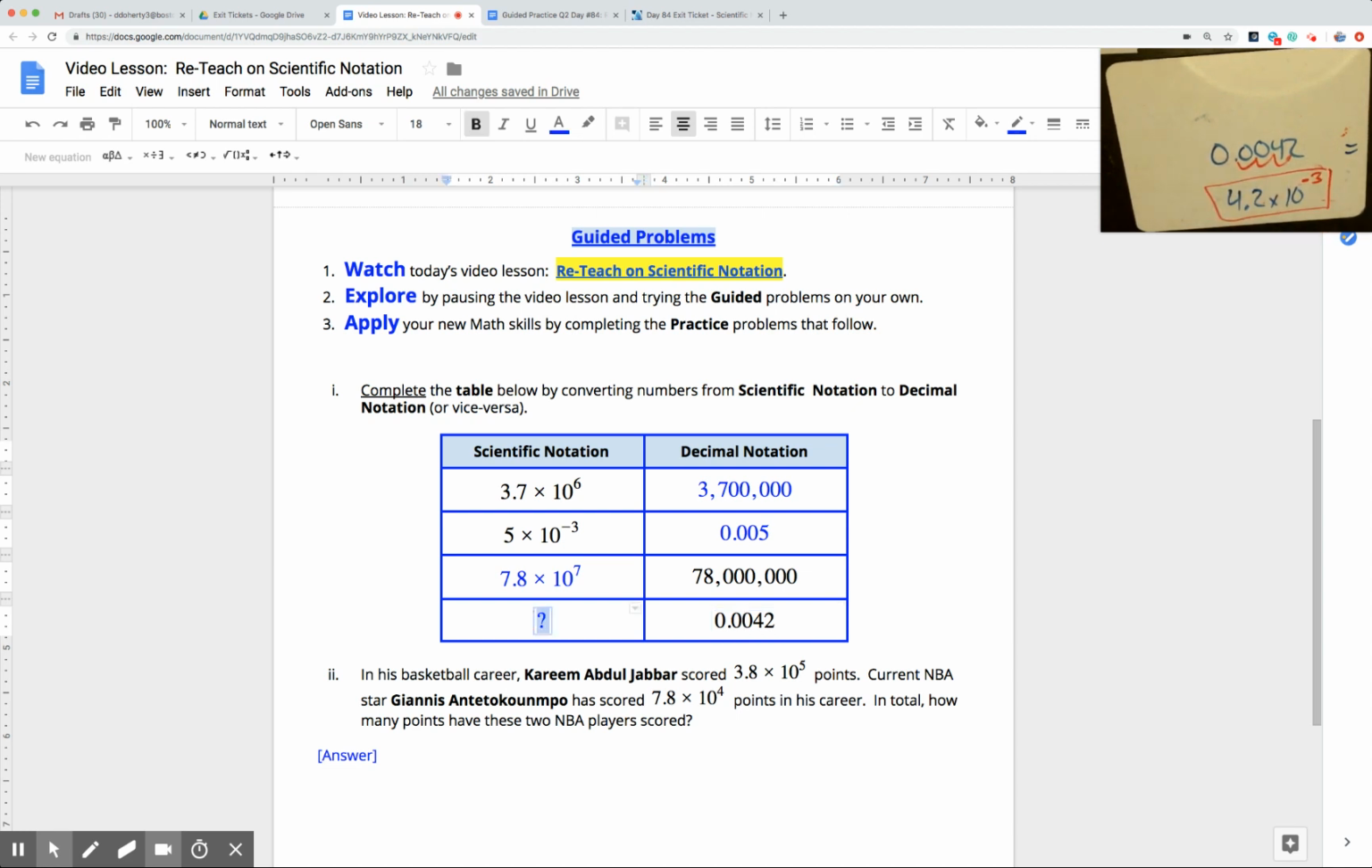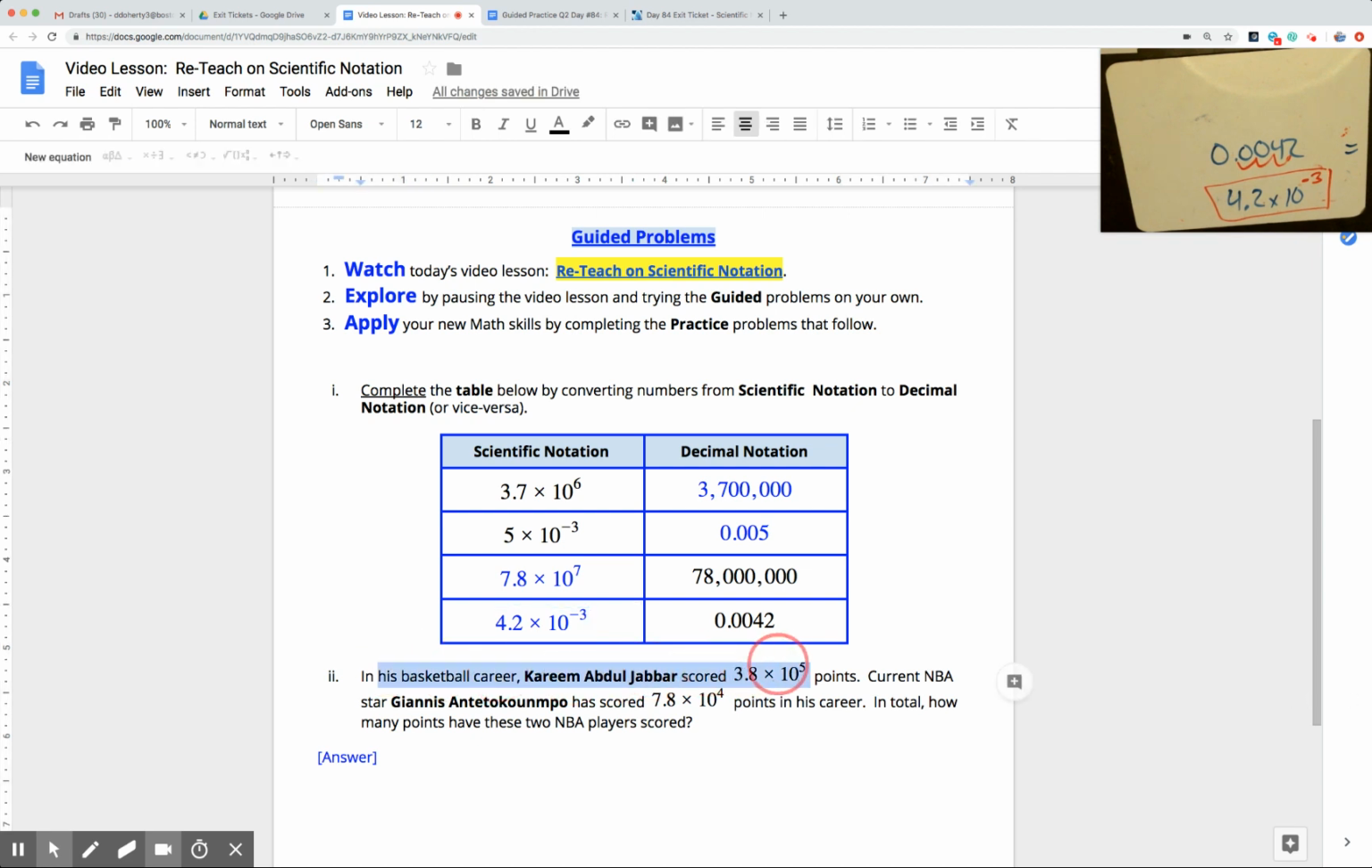Now that we have that in there, as we type this in, you're going to move to part 2 on your own. That's going to be a word problem, so start reading through part 2 as we enter this answer. You're going to pause the video again and take some time to work through part 2. In his basketball career, it says Kareem Abdul-Jabbar scores 3.8 times 10 to the 5th points, and it also tells us how much a current NBA player has scored. Pause the video, try to figure that part out.